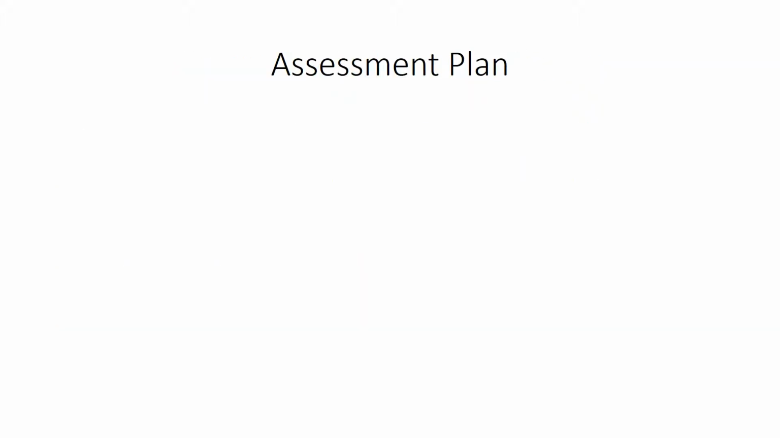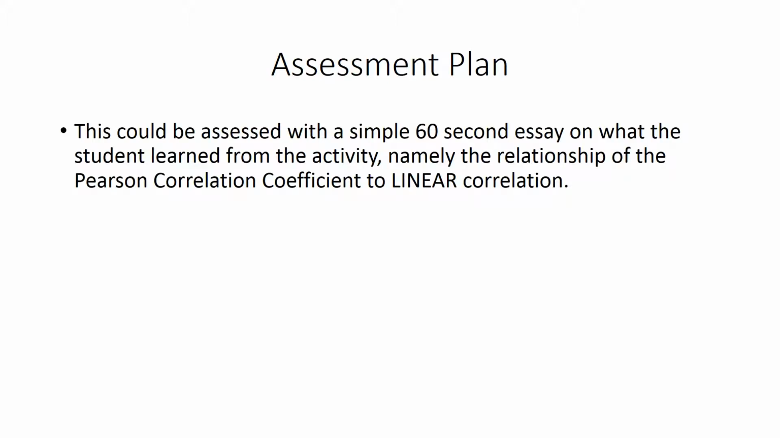So then, how do I assess the student's learning in this? One of the things I do at the end of the class is a little 60-second essay activity on what the student learned from the activity. Namely, if we get a high Pearson correlation coefficient, that means we have a strong linear correlation. If we get a low one, we don't have that strong of a linear correlation, but we might have some other form of correlation that's not taken into account.